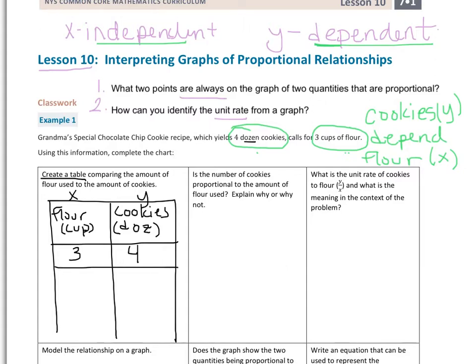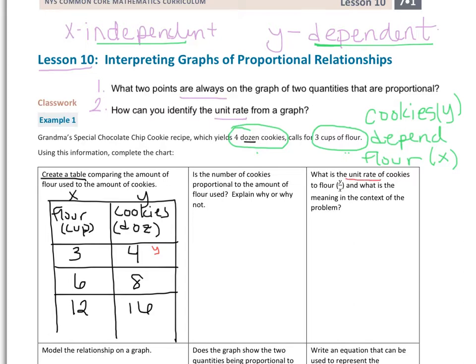It says 4 dozen cookies will require 3 cups of flour. That's the only information they give me, but I want to make it proportional, so I'm going to continue. If I make 8 dozen cookies, I would need 6 cups of flour. Let's go one more and say, well, if I'm going to make 16, I'm going to double that. I'm going to double the 6 and say 12 cups of flour. I didn't really leave myself enough room. I guess I can do it over here.